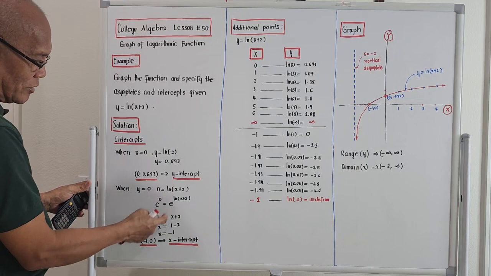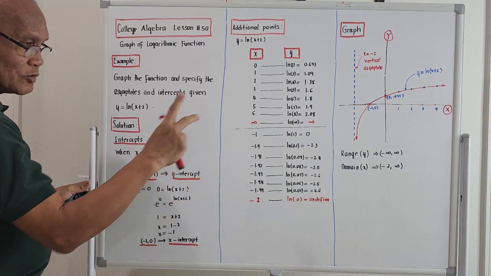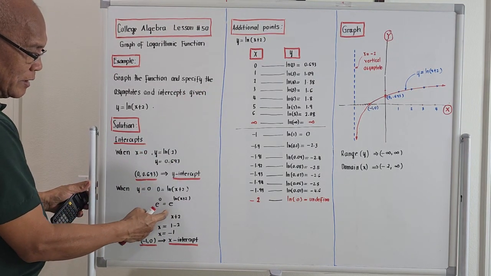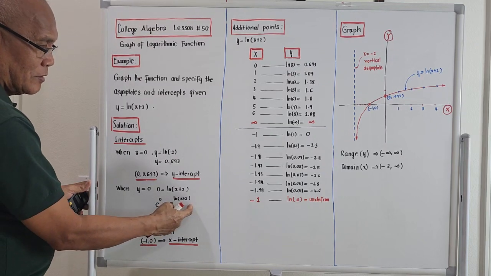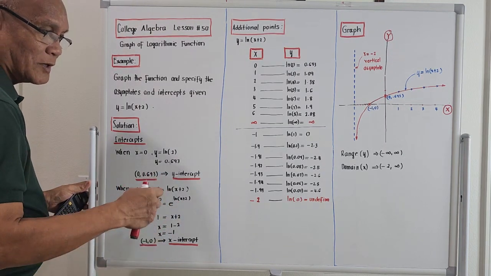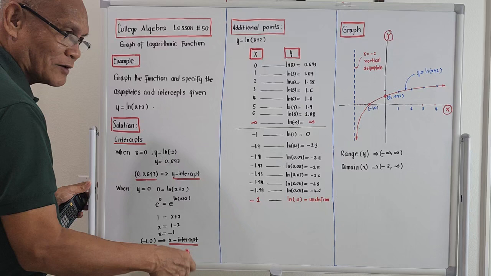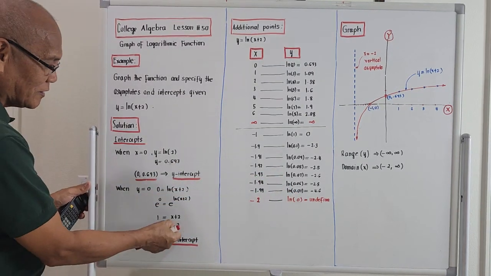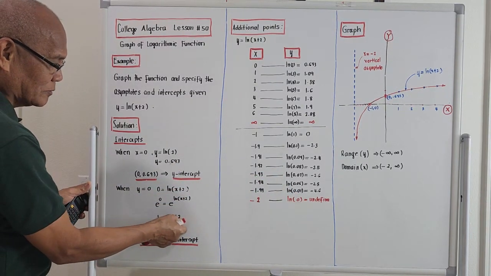And e to the 0 is actually 1. Any number raised to the 0 power is 1. And for the right hand side, the antilog of the natural logarithm of any given function is just the given function. So the right hand side will just be simply x plus 2.